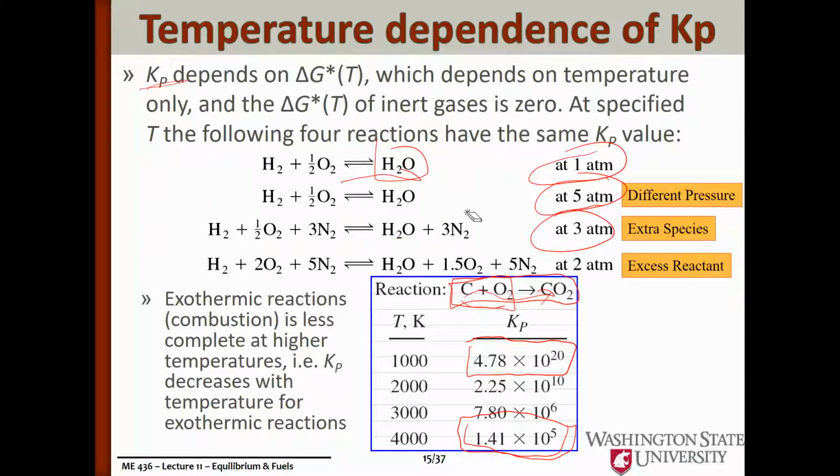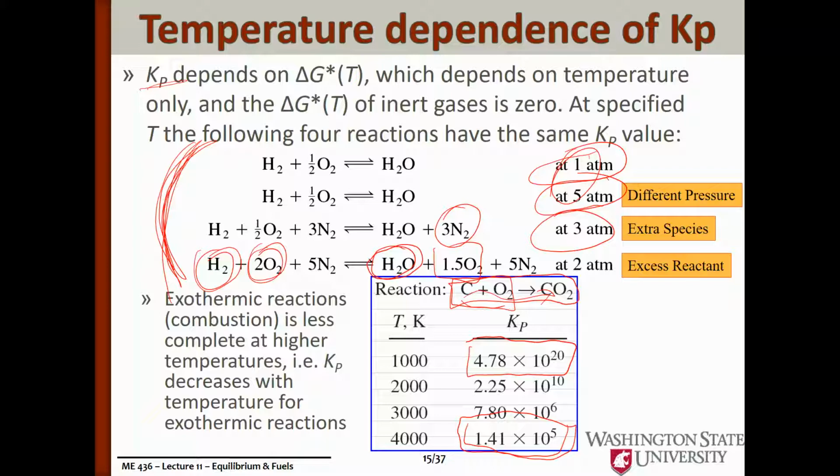And then finally, if I have the same amount of hydrogen but extra oxygen, it's still going to go to water, and now there's going to be some leftover oxygen after we're done with that. This excess of any single reactant also does not influence the equilibrium constant. So for all four of these, the equilibrium constant is the same. It's not a function of the pressure. It's not a function of having some inert species, and it's not a function of the original ratio of your reactants.